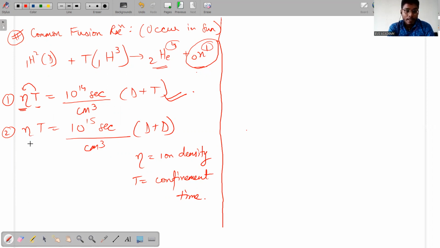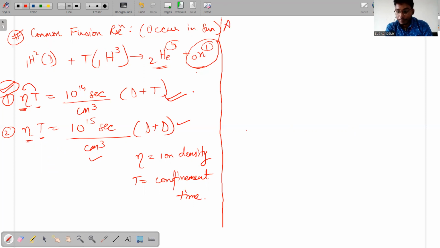Now the second one is confinement time into ion density for the D plus D reaction. D plus D is 1H2 plus 1H2. Remember that. In the question, it will be given which reaction occurs, whether D plus D or D plus T. For D plus D, confinement time into ion density is equal to 10 to the power 15 second per centimeter cube. This is a very common reaction which they ask in the exam.